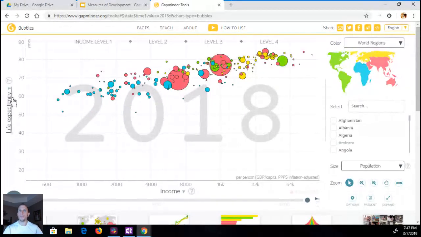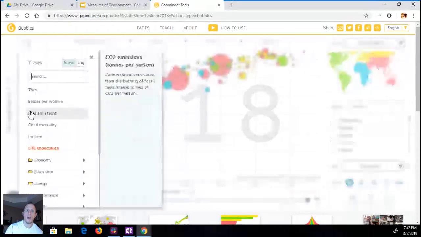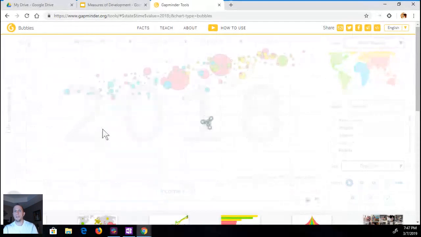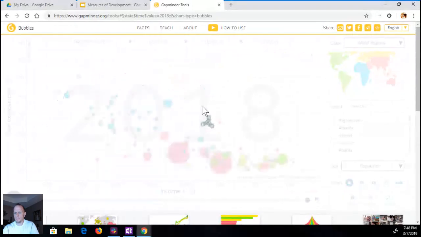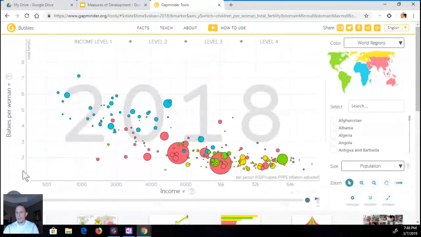Let's look at a few other indicators, because I understand that we've been here for a while. Babies per woman. All right, so anybody remember what we call that? What's that measure called when you look at babies per woman? There you go, Stuardo's got me. It's the fertility rate. Sometimes you'll see it called TFR, or total fertility rate.